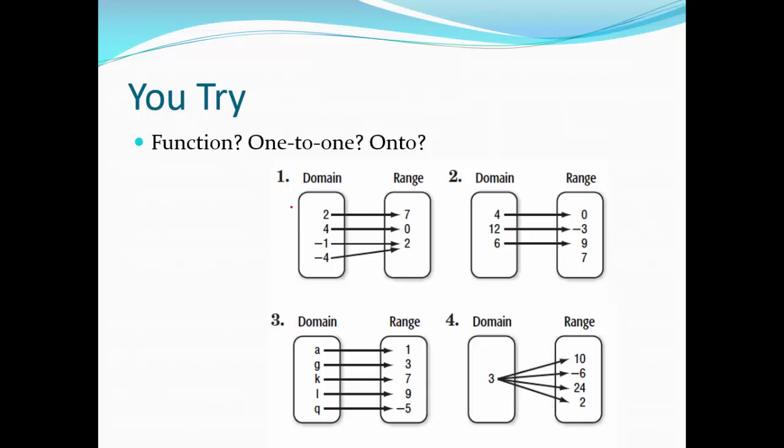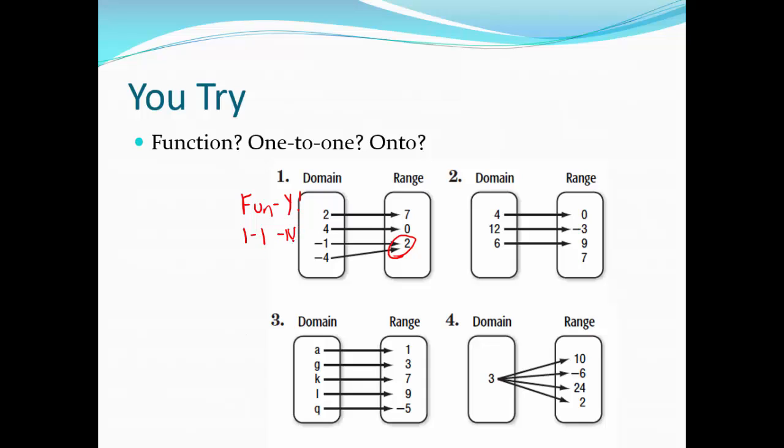So for number 1, is it a function? Well, I don't see a spot where there's more than one arrow coming out of any of these x values. So I'm going to say yes, this is a function. One-to-one. Okay. Do I see a y-coordinate where more than one x is pointed at it? I do. Right here at 2. There's more than one arrow, more than one x-coordinate that gets mapped to the 2. So this is not one-to-one.